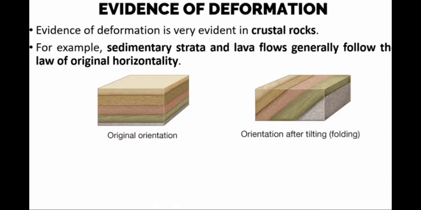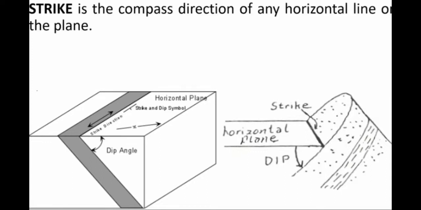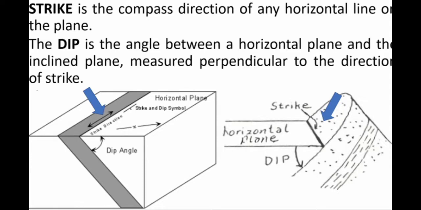Okay. Since many geologic features are planar in nature, we need a way to uniquely define the orientation of a planar feature. We first need to define two terms: strike and dip. For an inclined plane, the strike is the compass direction of any horizontal line on the plane. It is the direction of the line formed by the intersection of a rock surface with a horizontal plane. The dip is the angle between a horizontal plane and the inclined plane. This is measured perpendicular to the direction of strike.